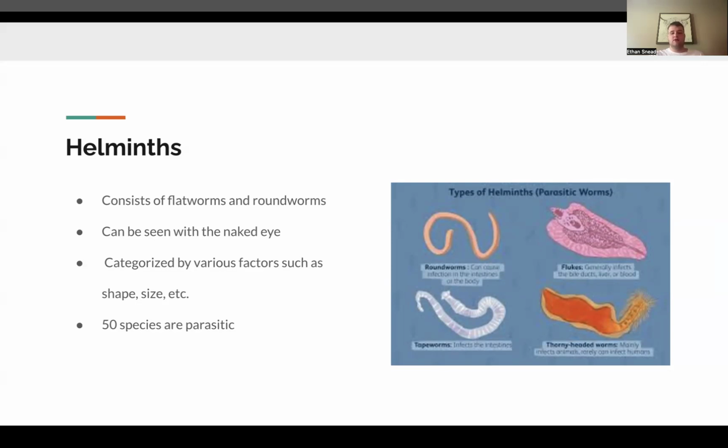The helminths are also categorized by various factors, such as their shape, their size, the presence of hooks, suckers, and other structures that they possess, their mode of reproduction, and what kind of host they attach to. There are 50 different species of parasitic helminths, and these types of helminths need a host to live and will attach to the host in order to reproduce and to keep life going. An example of this would be tapeworms, as they reside in the human intestines and try to reproduce there.